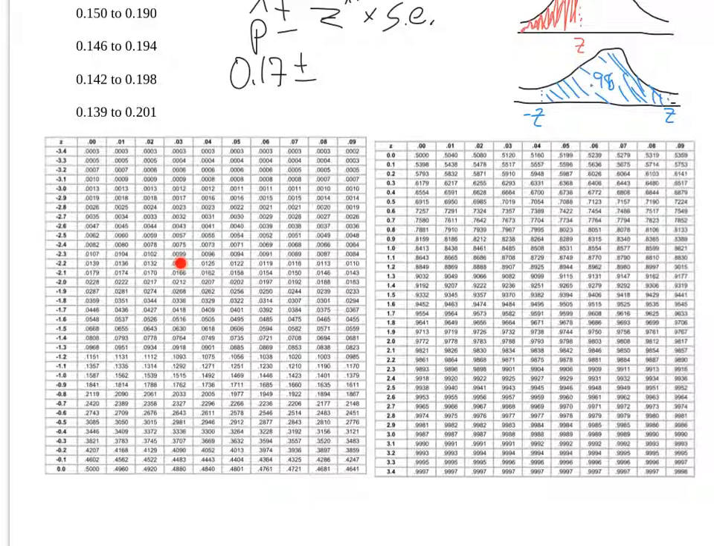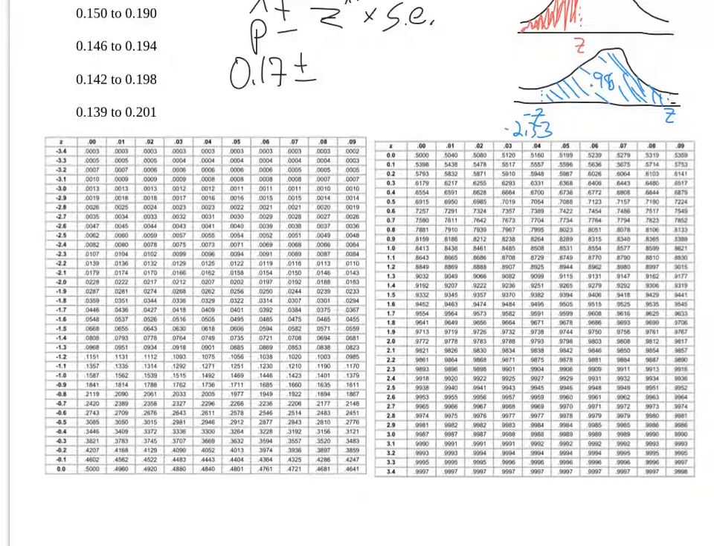It's 0.0099. That's only 1/10,000th away from 0.01. So you would use this value instead of this value because this value is closer to 0.01. Which means we have a negative z here of 2.33. So negative 2.33 is the value for negative z.